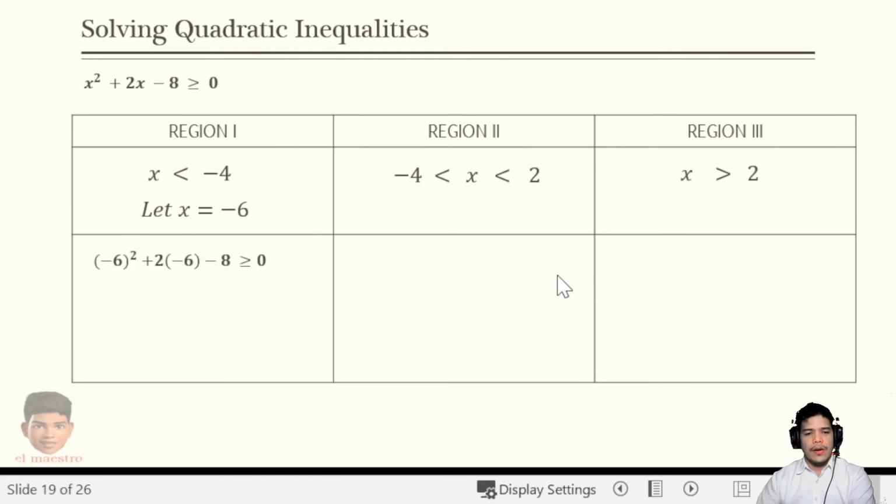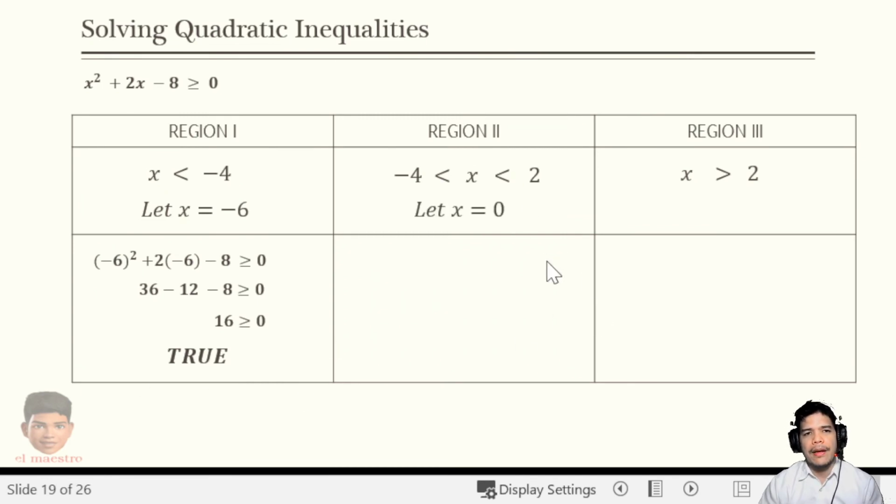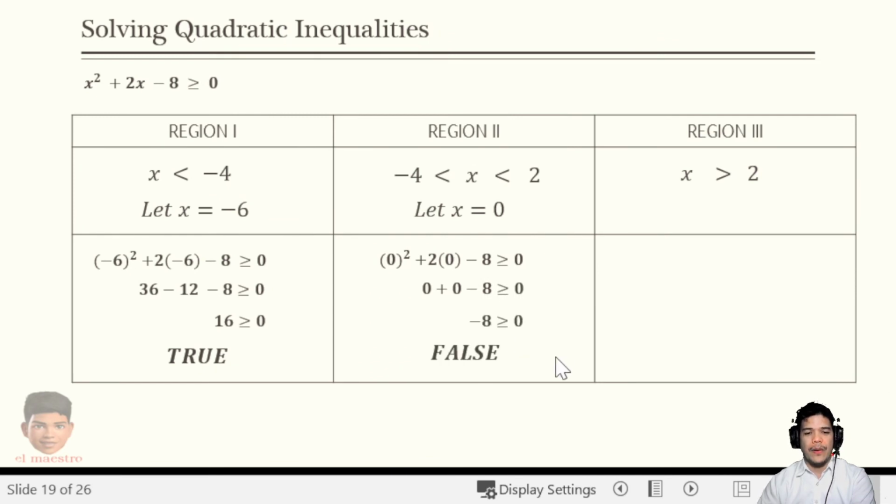Okay? So, again, you substitute mo yan, and at the end, you will have 16 is greater than 0, which is true. So meaning, yung first region is true. How about second region? So again, sabi ko nga, pag yung region na yun andun si 0, gamitin natin si 0 para hindi na tayo mahirapan sa pag-check. Tingnan mo, diba, 0 na lahat. Okay? So that makes negative 8 is greater than 0, which is false. Okay? So meaning this region is false.